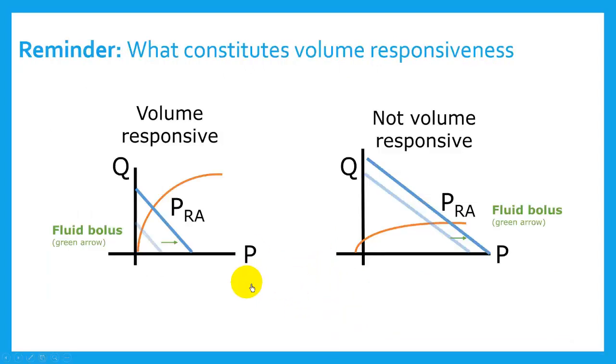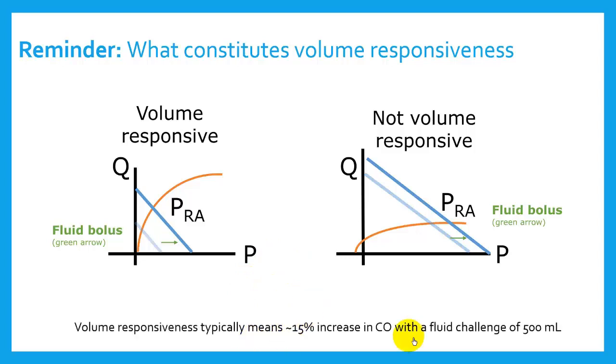So before we go too far, let's remind you what constitutes volume responsiveness. I don't mean to insult your intelligence. Hopefully you know this stuff in and out, but if you don't, just a quick refresher. Volume responsiveness typically means a 15% or so increase in cardiac output with a fluid challenge of 500 mLs. And volume responsive patients, when you give them this fluid bolus, will have a big shift in their venous return function curve, because mean systemic filling pressure has been increased substantially and cardiac output has also been increased substantially.